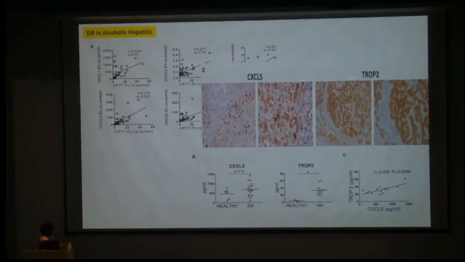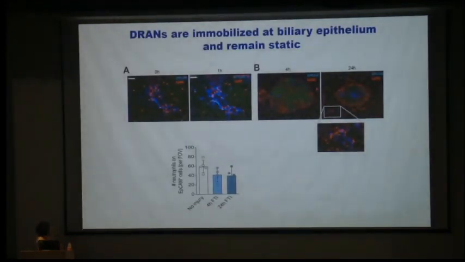and then they have shown with histopathology that CXCL5 and troponin 2, which is another molecule for the neutrophils, and the proliferation also, were considered in alcoholic hepatitis. When they did the RNA and the ELISA also, they showed that in alcoholic hepatitis, CXCL5 and troponin 2 were extremely increased in comparison to the control, but in pre-cirrhotic and cirrhosis without AH also, it was increased. So this is showing what they named DRANs, ductular reaction associated neutrophils, which are immobilized at the biliary epithelium.